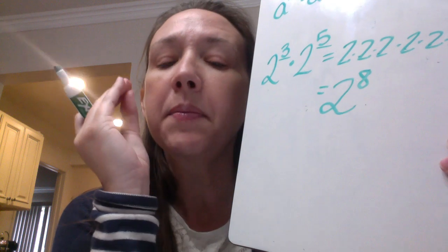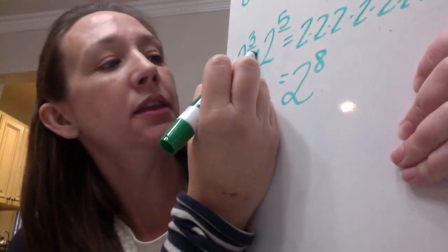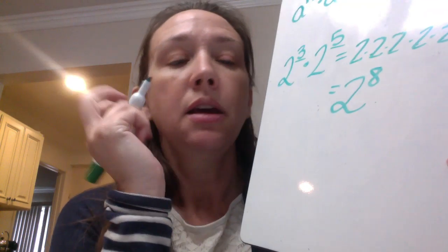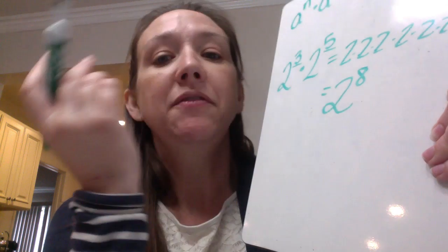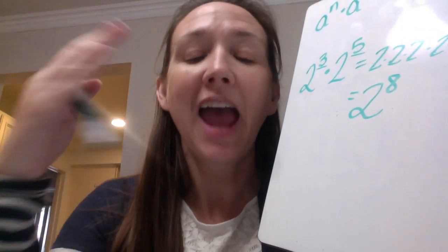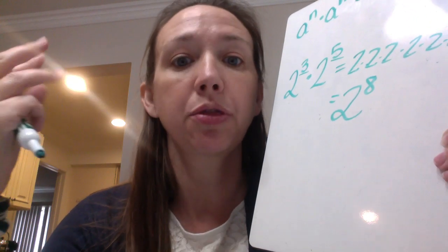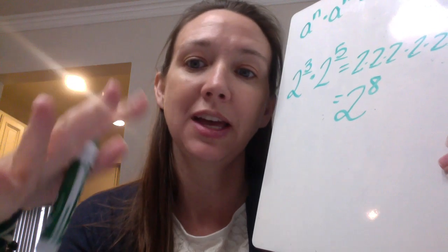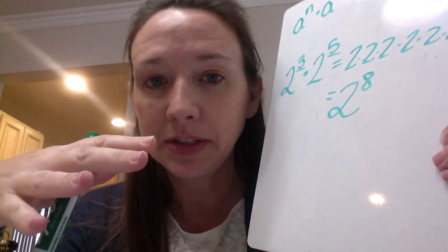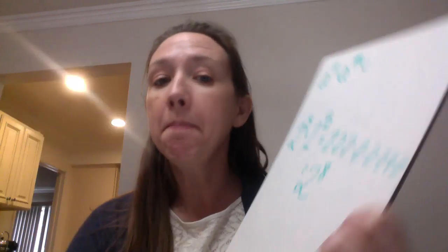The thing to keep in mind is that we're multiplying the 2's. This 3 and this 5 just says how many of them we have. So we're counting how many 2's we have. If I count 3 2's and then 5 more 2's, that's 8 2's. We're not multiplying the exponents together. We're multiplying all those 2's and writing it as a shortcut.